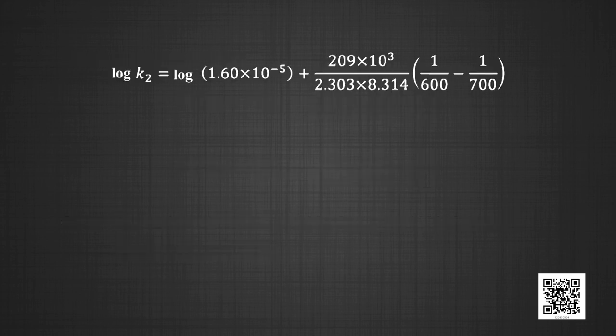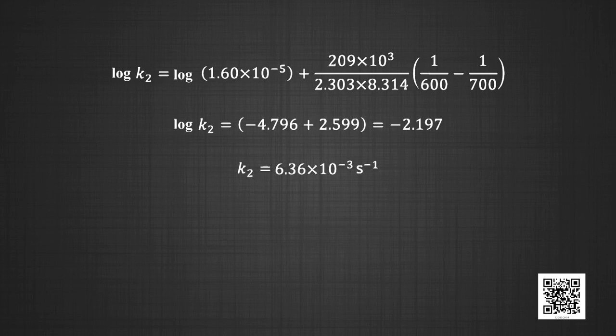Now putting up the data in the given formula, let's see what happens. Log K2 is equal to log 1.60 into 10 raised to power minus 5 plus 209 into 10 raised to power 3 divided by 2.303 into 8.314 into (1 by 600 minus 1 by 700). Log K2 is equal to minus 4.796 plus 2.599. It comes out to be minus 2.197. So, finding the antilog, K2 will be 6.36 into 10 raised to power minus 3 per second.